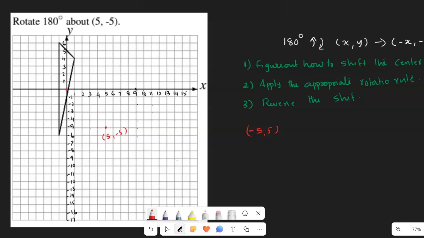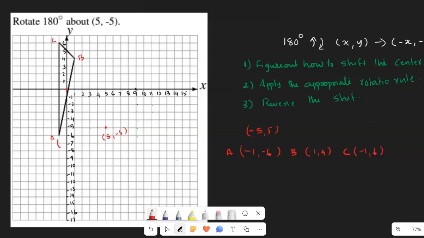Now you need to find the coordinates of each of the points of the given object. Just for convenience, I'm naming them. So A is (negative 1, negative 6), and B is (1, 4). And C is (negative 1, 6).